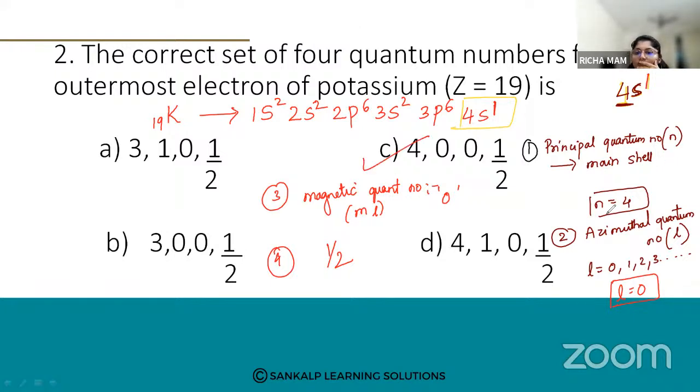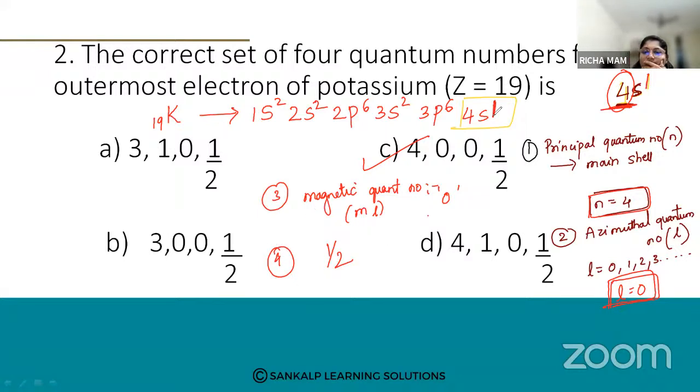Okay, N is 4. It represents the main shell. Then azimuthal quantum number, l is equal to 0. Magnetic quantum number is 0. And next is your spin quantum number.